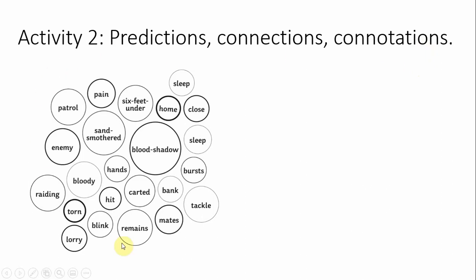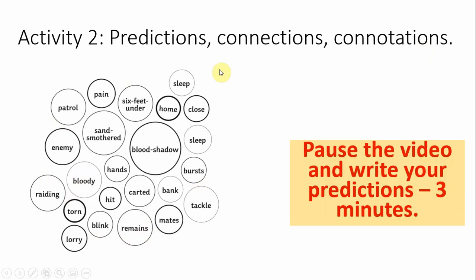So if you look at each of these words, they're separated out in circles, but actually you can find connections between these words. We call those semantic fields in poetry. Semantics means meaning, so these are fields of meaning, words connected by having similar or connected meanings. You are going to pause the video and you are going to make notes about connections that you spot between the words here and any predictions that this causes you to make about what this poem will be about. So take 3 minutes to do that.